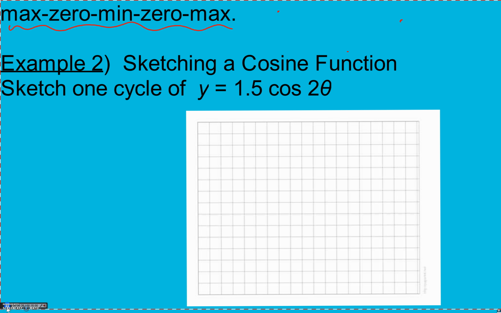Example 2 here is sketching a cosine function. Sketch one cycle of y equals 1.5 cosine of 2 theta. So same idea as when we did the sines. Our amplitude, or our a value, is the 1.5. That's how far up and how far down we are from that midline. Here, since we don't have any vertical translations, it's just y equals 0.